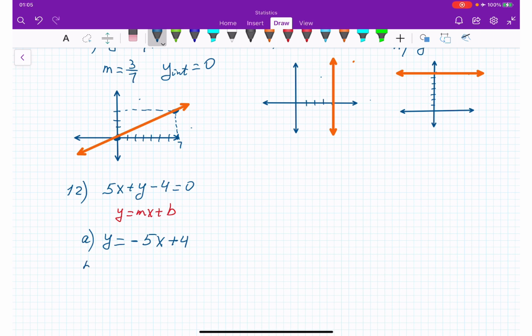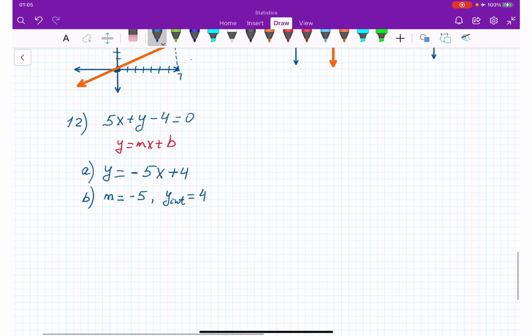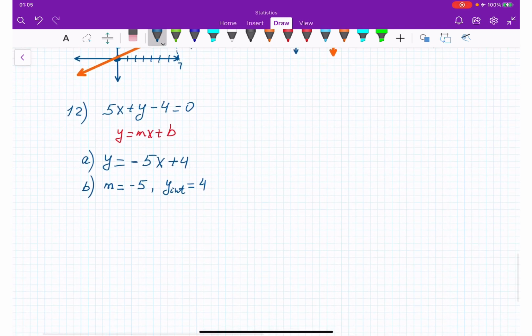And then we have question B. Let's see what it is about. Find the slope and intercept. Okay, so from here it's easy, right? M is equal to how much? You're right, negative 5. And the y-intercept is equal to how much? Of course, 4, the variable term. All right, and now we need to build the graph. We can do that. We already know how to do it, right?